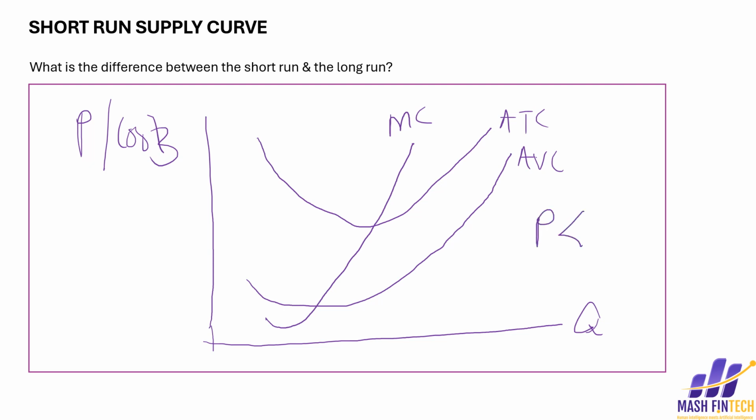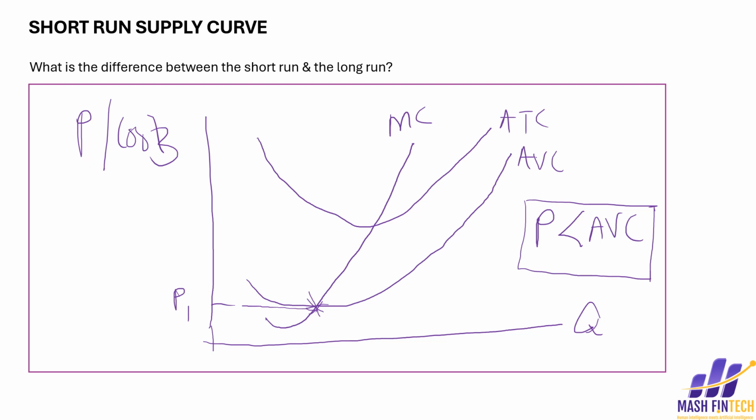Okay, so the shutdown rule for the firm is that a firm should shut down when the price is less than the average variable cost. This is the shutdown rule. A firm should shut down when the price is below the average variable cost here. So if the price goes below this point here, I'll call this P1, the firm has to shut down.